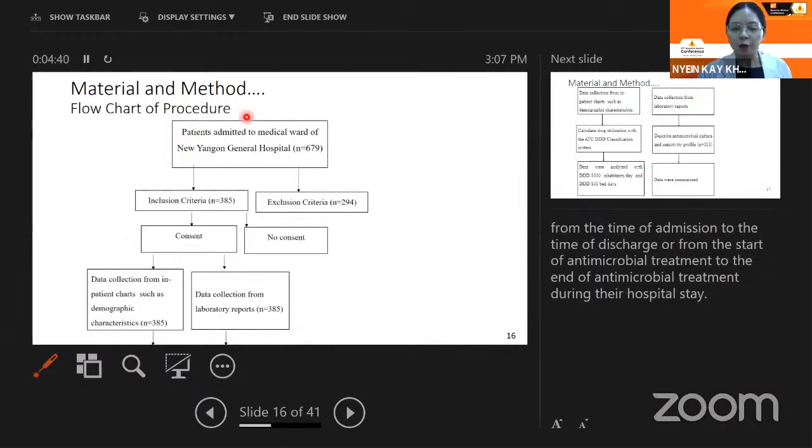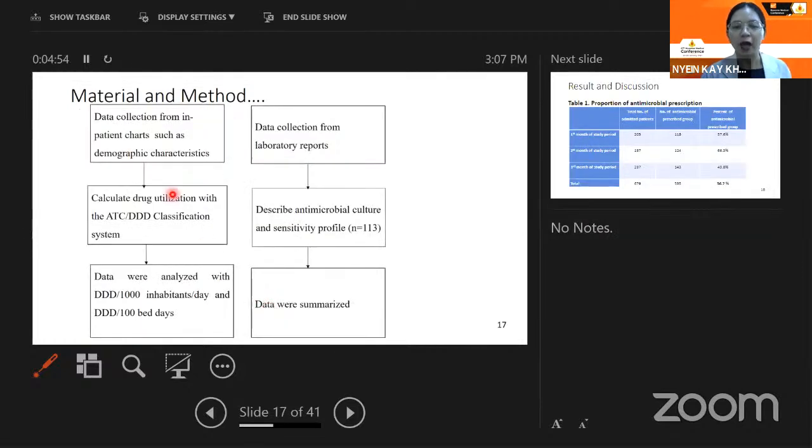For the flowchart of the procedure, among the patients admitted to the medical ward of New Yangon General Hospital, the antimicrobial-prescribed group was selected. After taking consent, data were collected from inpatient charts and from laboratory reports. After that, drug utilization with the ATC/DDD classification system was calculated and data were analyzed. And then the antimicrobial culture and sensitivity profile was described and data were summarized.